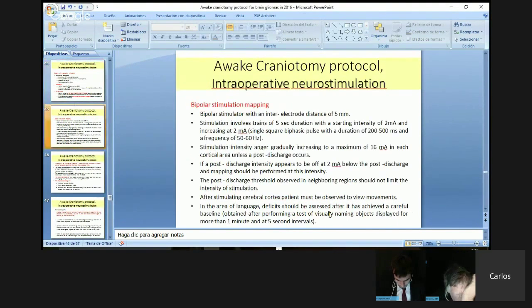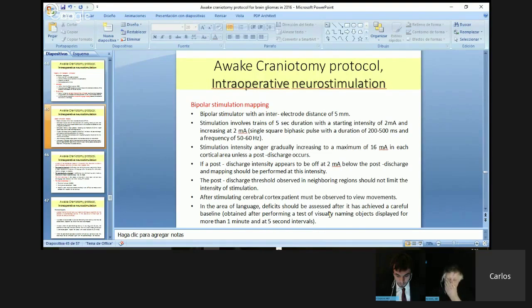During bipolar stimulation mapping, we use bipolar stimulation with an interelectrode distance of 5 mm. Stimulation involves trains of 5 seconds duration, with a starting intensity of 2 milliamperes, increasing in steps of 2 milliamperes. During this kind of stimulation, we need to see that the afterdischarge observed in neighboring regions should not limit the intensity of stimulation.